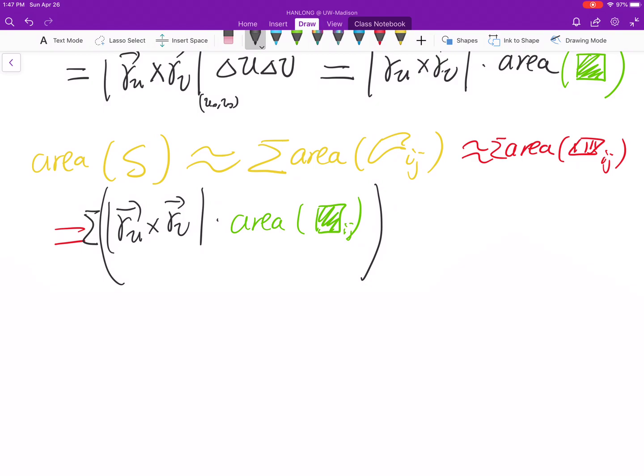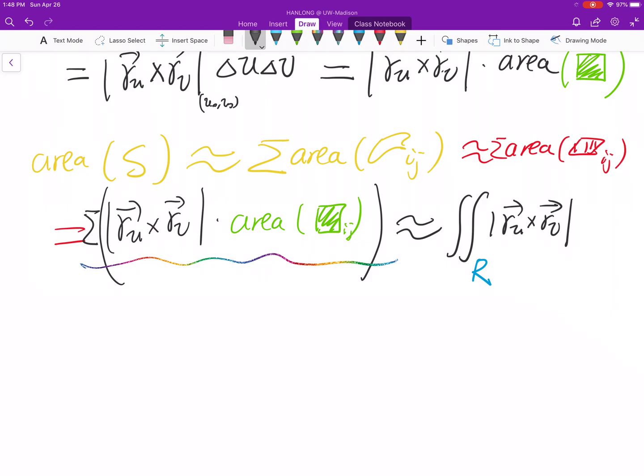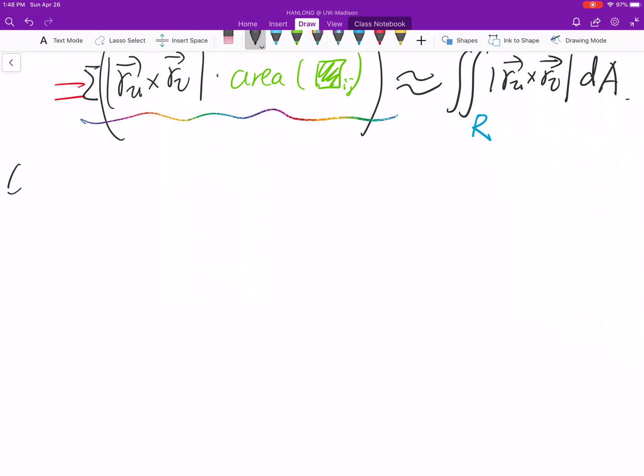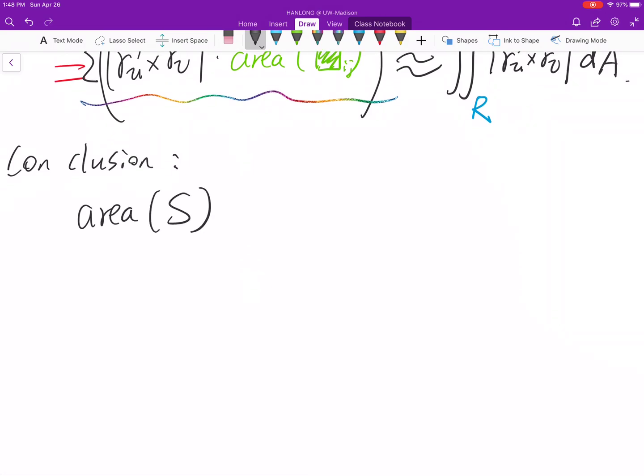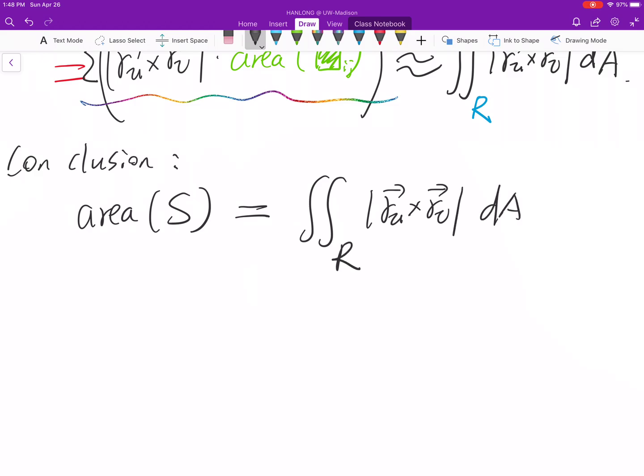Okay, so what is this guy? If you take the limit, this is approximately equal to the integral over the whole region R of the function norm of gamma_u cross gamma_v dA. So as a conclusion, we have the following formula. The area of S is given by the integral over the parameterized domain R of the norm of the cross product of the partials.